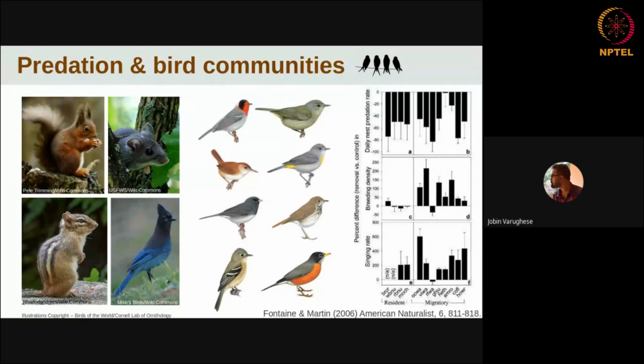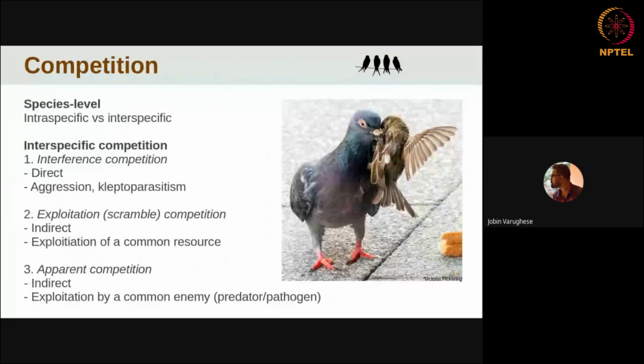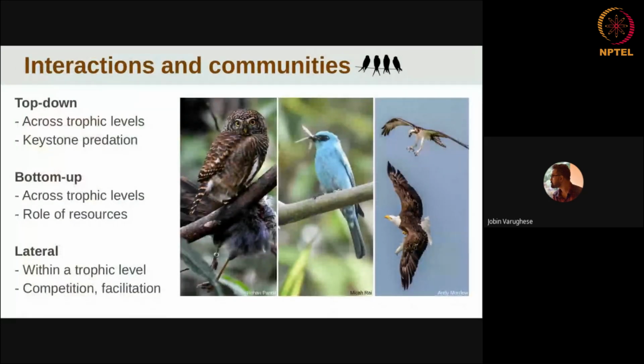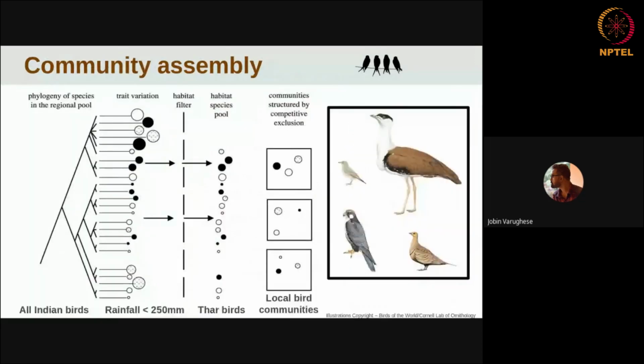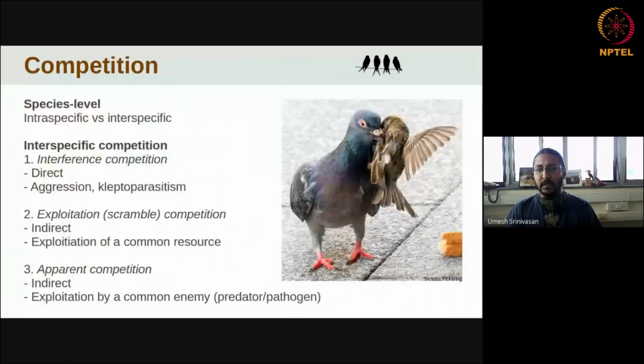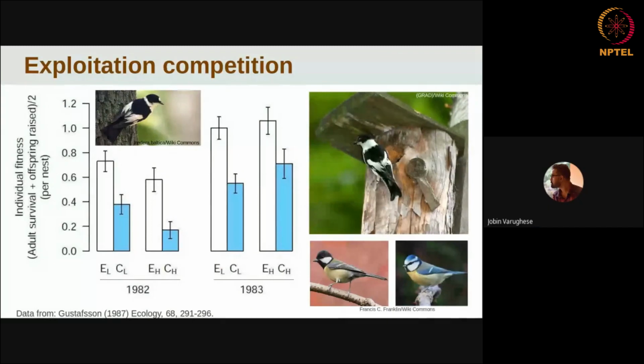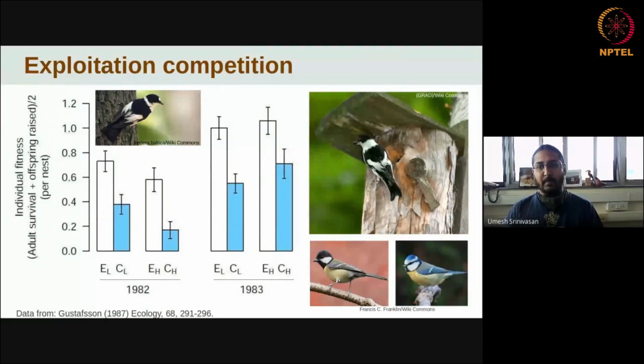So the next question is from the Gustafsson 1987 paper. She's asking, why is the fitness more in 1983 than 1982 for both the presence and absence of tits? Right. So this paper is the competition paper. This exploitation competition paper is basically excluding these 2 species of tits from nest boxes and looking at the effect.